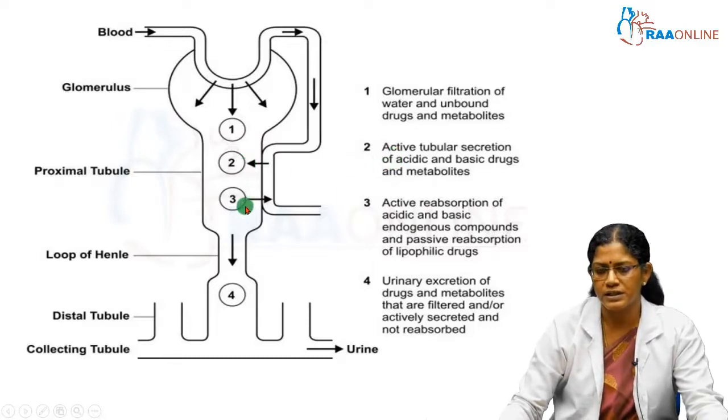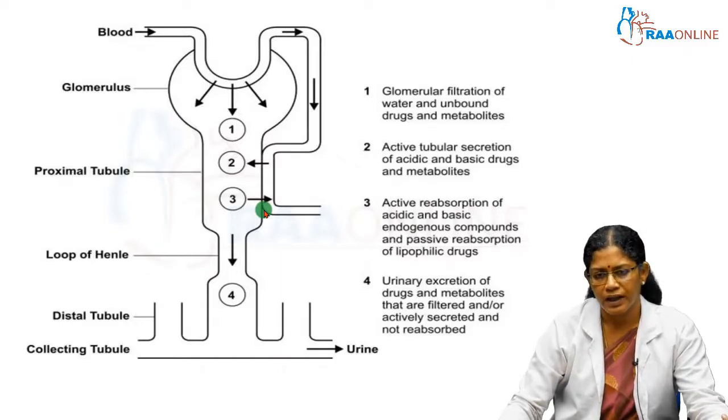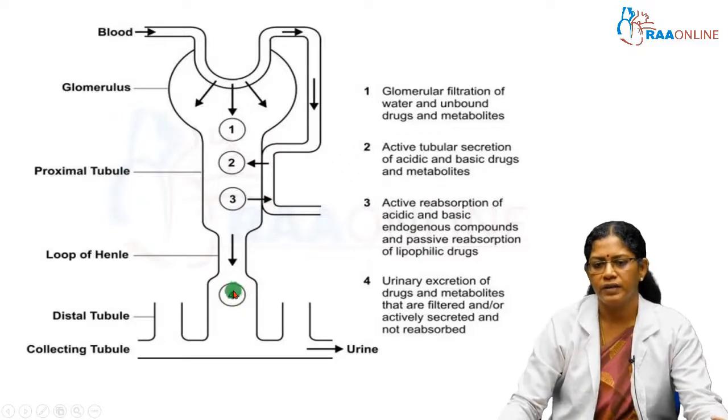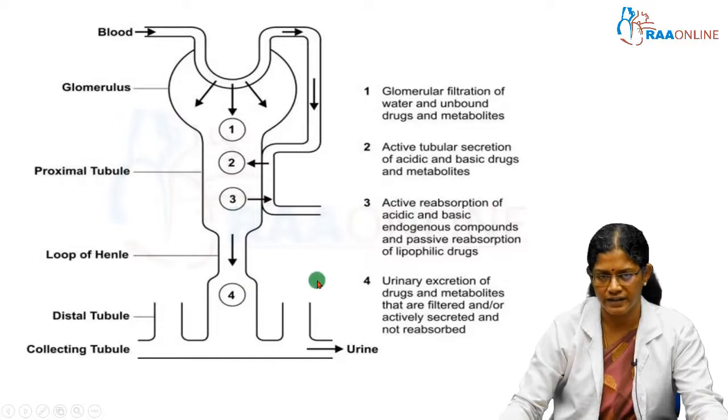The third process is active reabsorption. Our body reabsorbs from the proximal tubule of the nephron the important nutrients: sodium, water, calcium, minerals, so many things. It gets reabsorbed back by our body. So the urinary excretion takes place finally, which is collected in the collecting duct. So the net renal excretion is the addition of 1 and 2 minus 3.